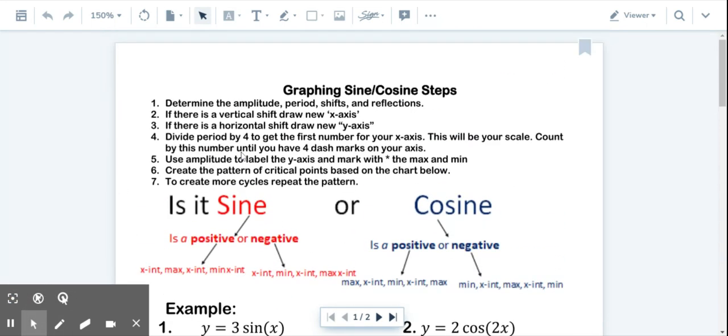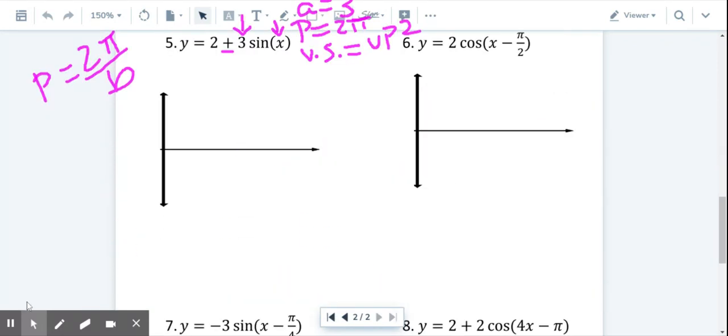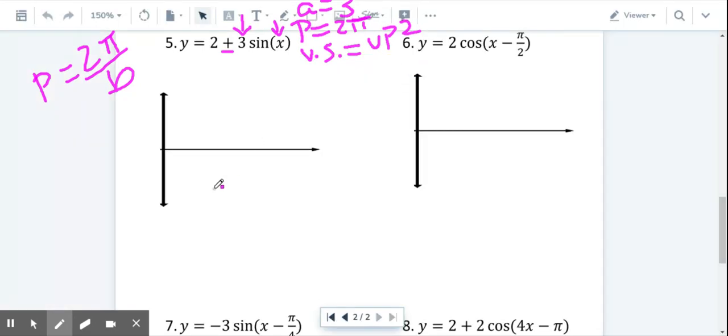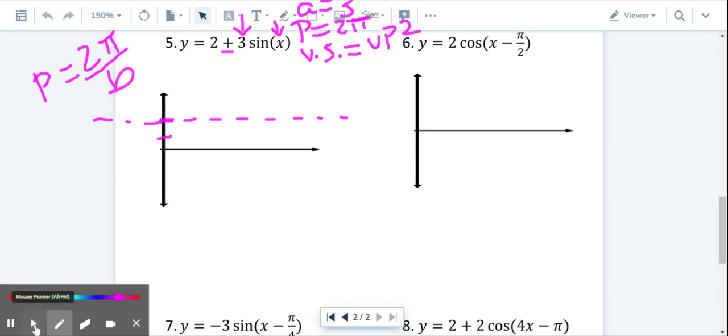Okay, so let's go to our list of steps. If there is a vertical shift, which we have, draw a new x-axis. So what do I mean by that? Well, here is my x-axis. If we shift up 2, that means this x-axis where we commonly would draw our zeros is going to shift up 2 spots. And I'm going to draw just a little dotted line to signify that, okay, now this is where I'm going to put my 0 points. This is going to be the middle of my graph.